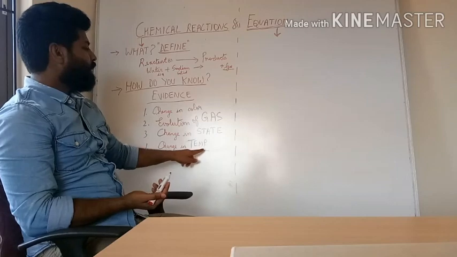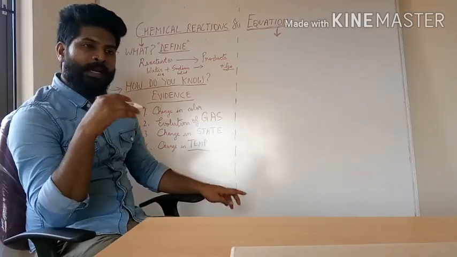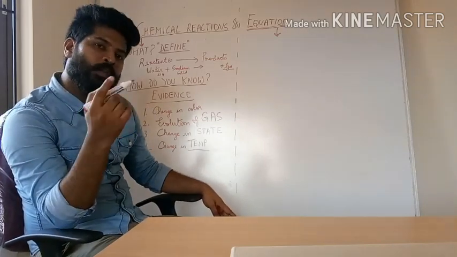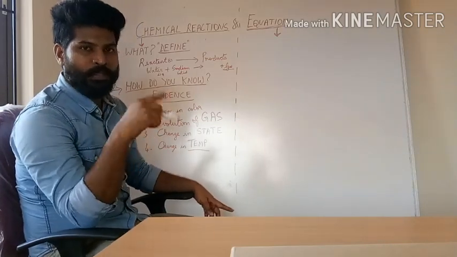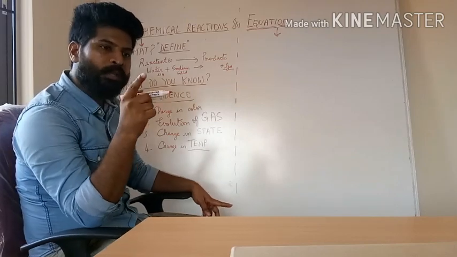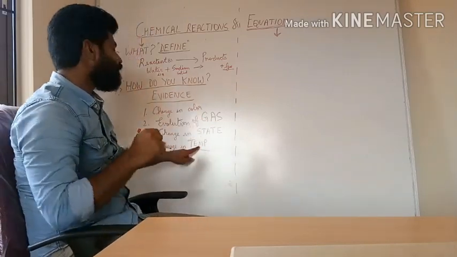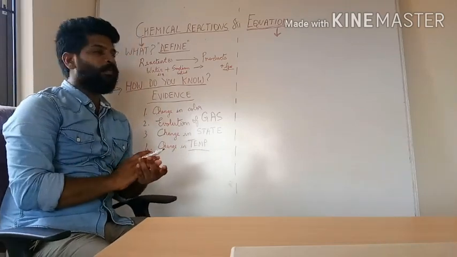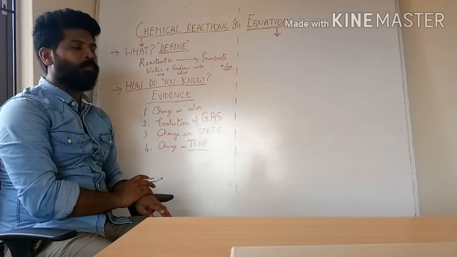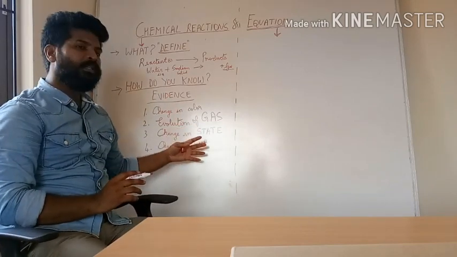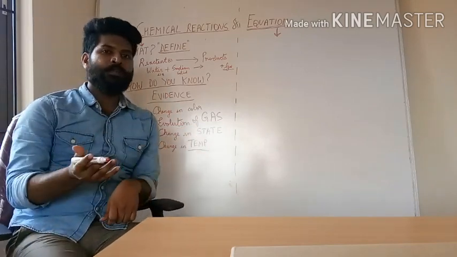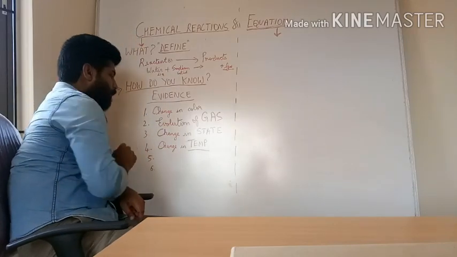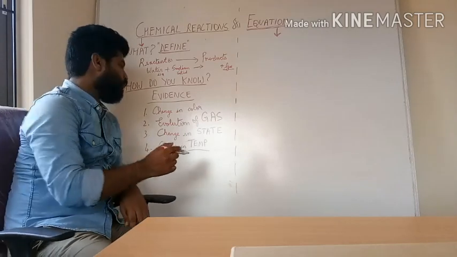So change in temperature. Now heat can be produced, the beaker can become hot, or the beaker can also become cool, both ways. There could be increase in temperature or there could be decrease in temperature. So change in temperature in general is also an indication for a chemical reaction to have taken place. So the four important evidences mentioned in our NCERT textbook. Other than this, there are also two more things to observe for.